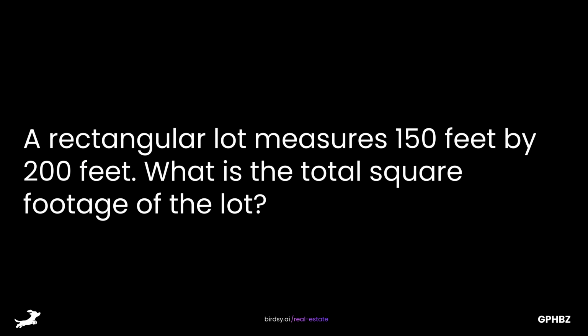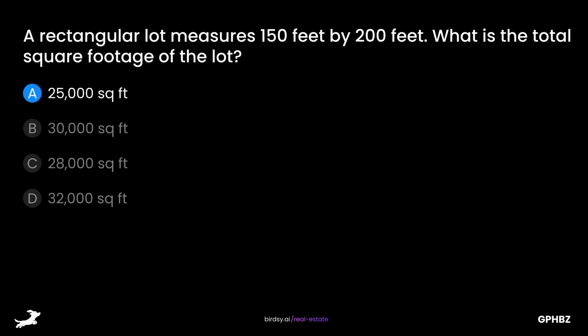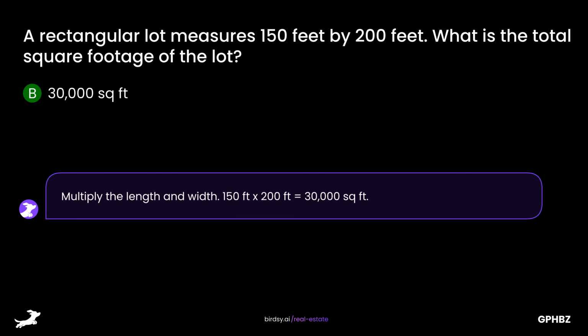A rectangular lot measures 150 feet by 200 feet. What is the total square footage of the lot? Is it A, 25,000 square feet, B, 30,000 square feet, C, 28,000 square feet, or D, 32,000 square feet? The answer is B, 30,000 square feet. Multiply the length and width, 150 feet times 200 feet equals 30,000 square feet.